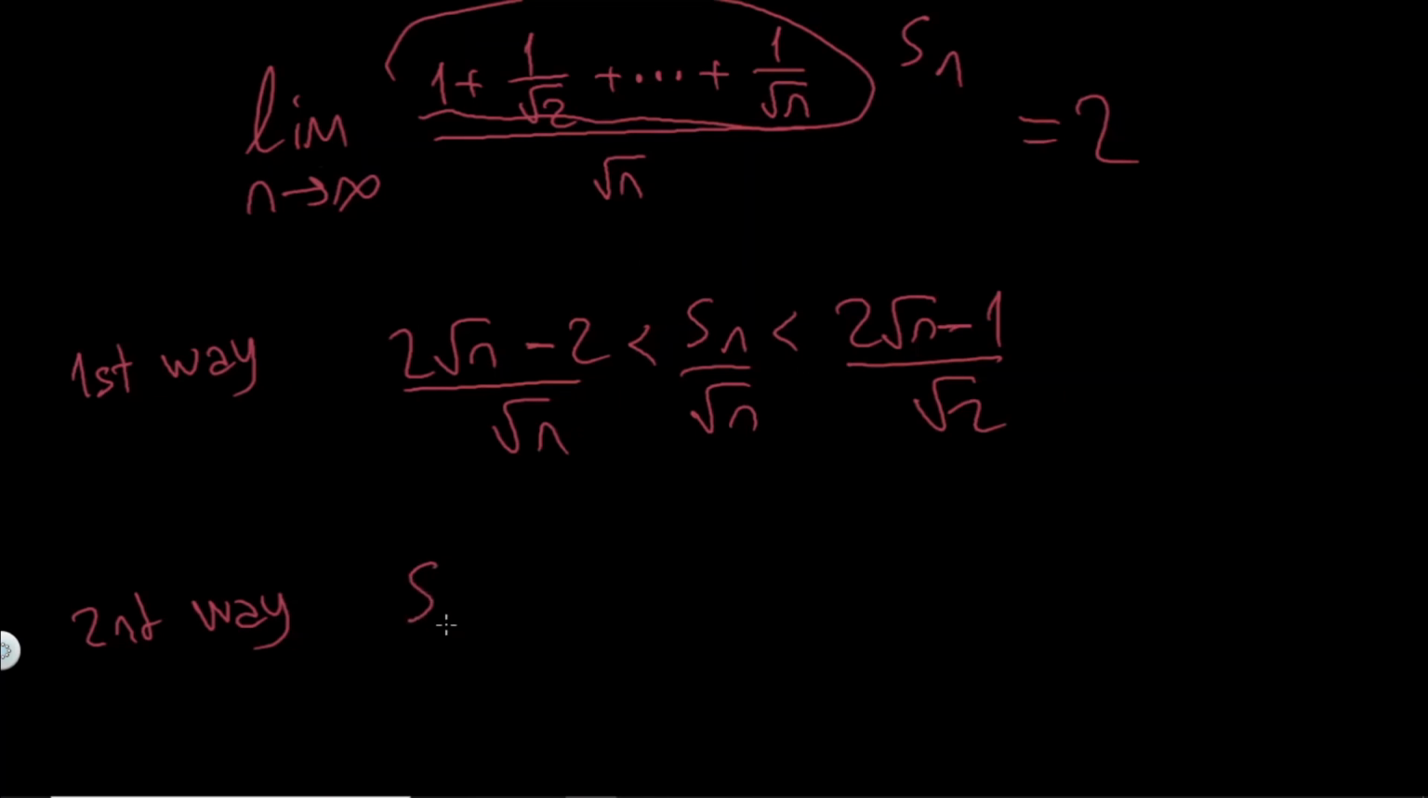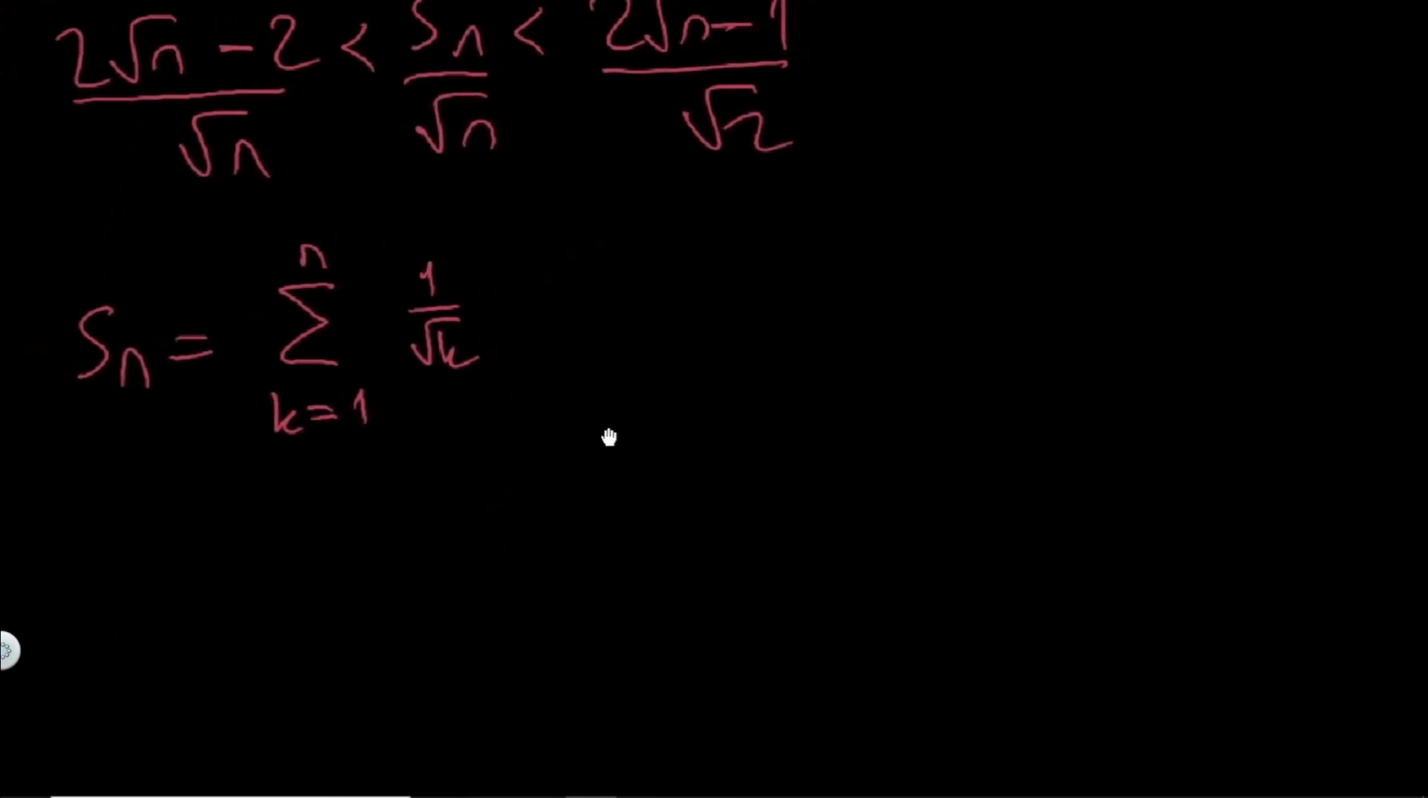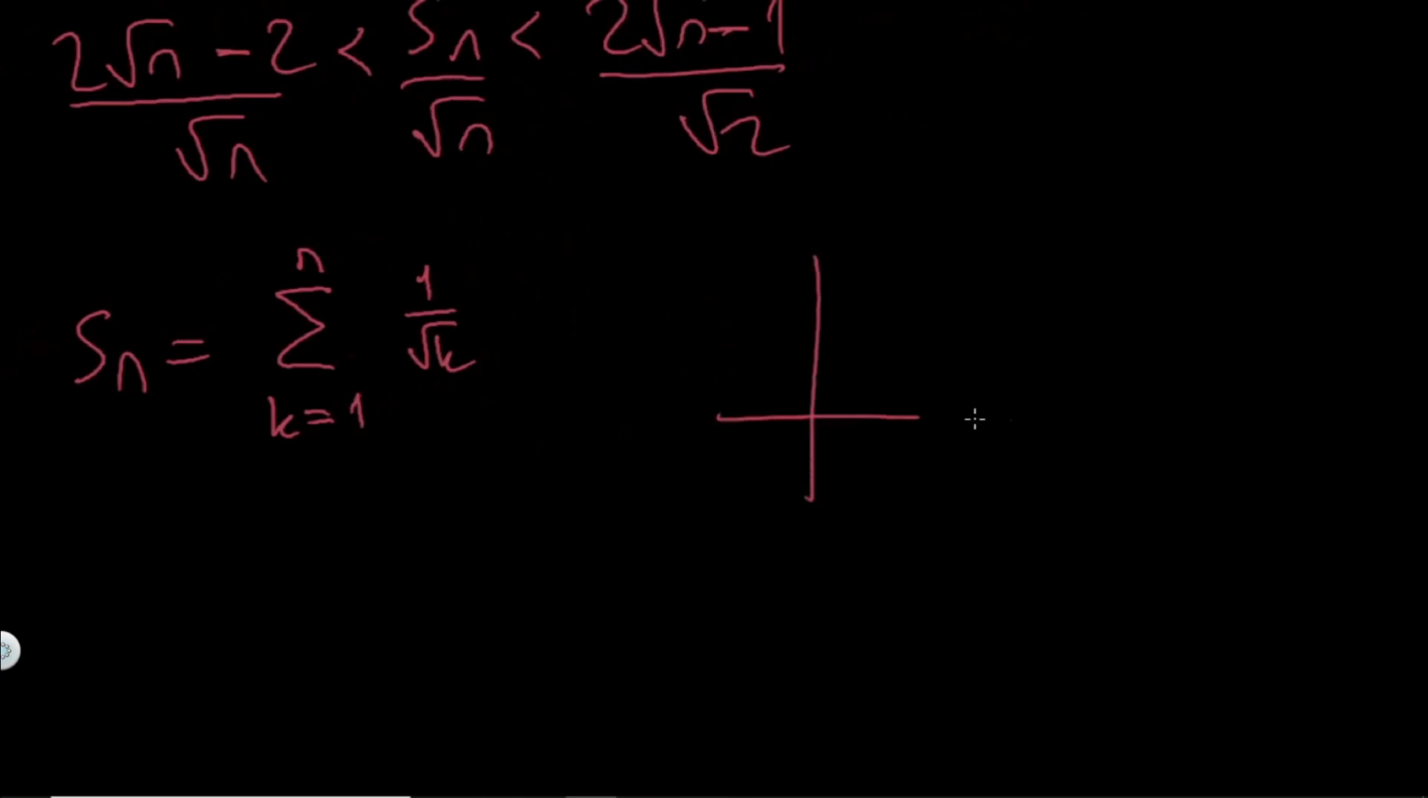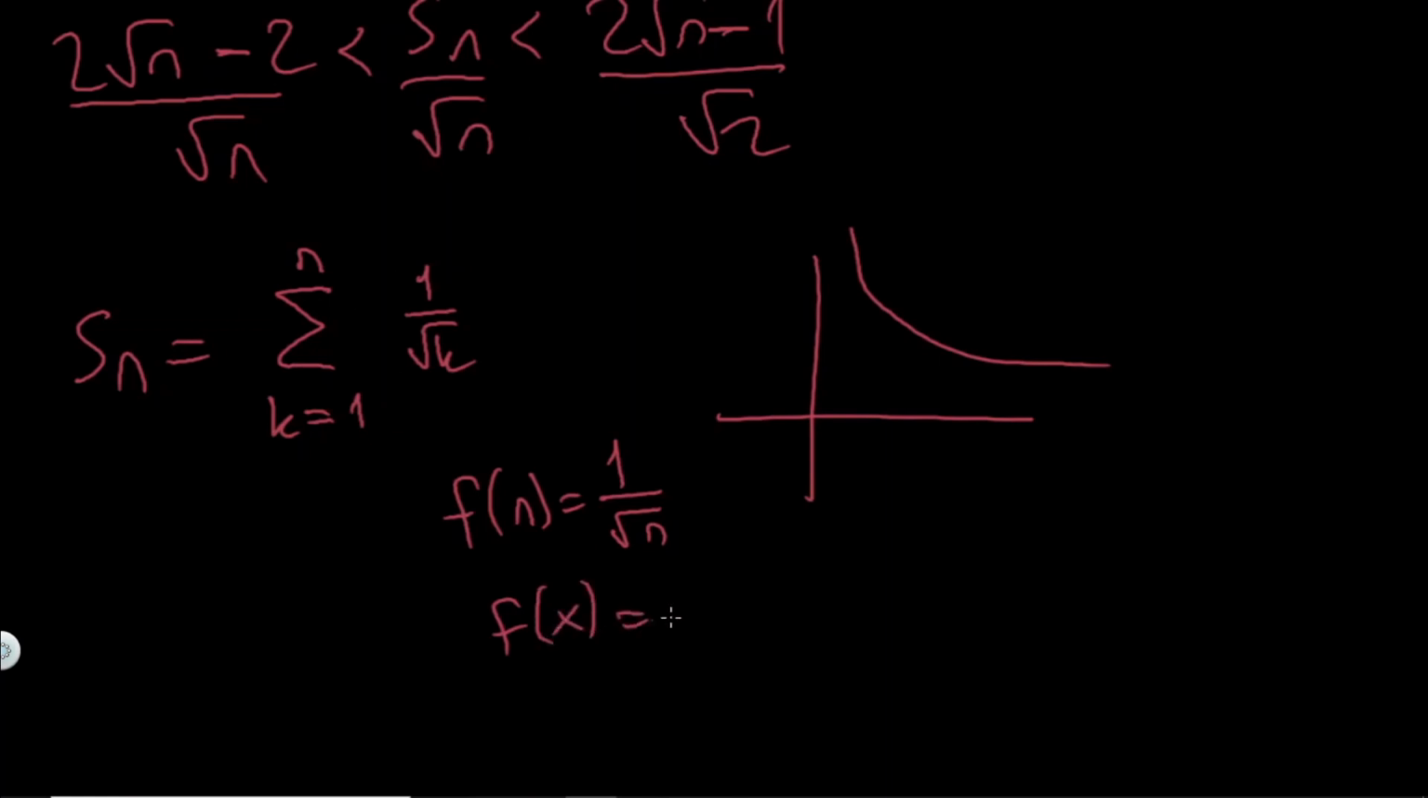So I'm saying my Sn is equal to the sum for k from 1 to n of 1 over square root of k. So how can I find bounds for this? Let's graph 1 over square root of x. It would look like this. We can also define it for negatives, but so I have, let's say, fn is 1 over square root of n, and fx is 1 over square root of x. Okay, so we are considering these two.